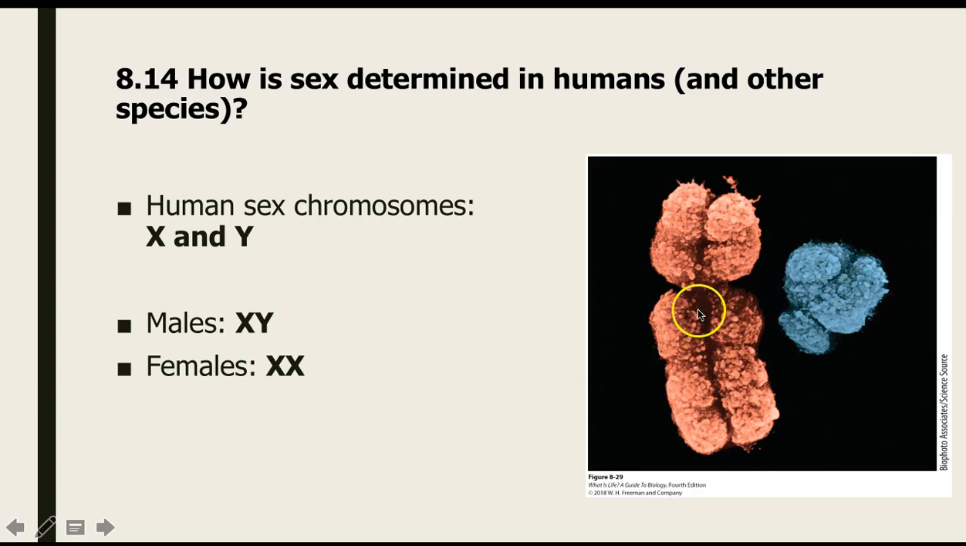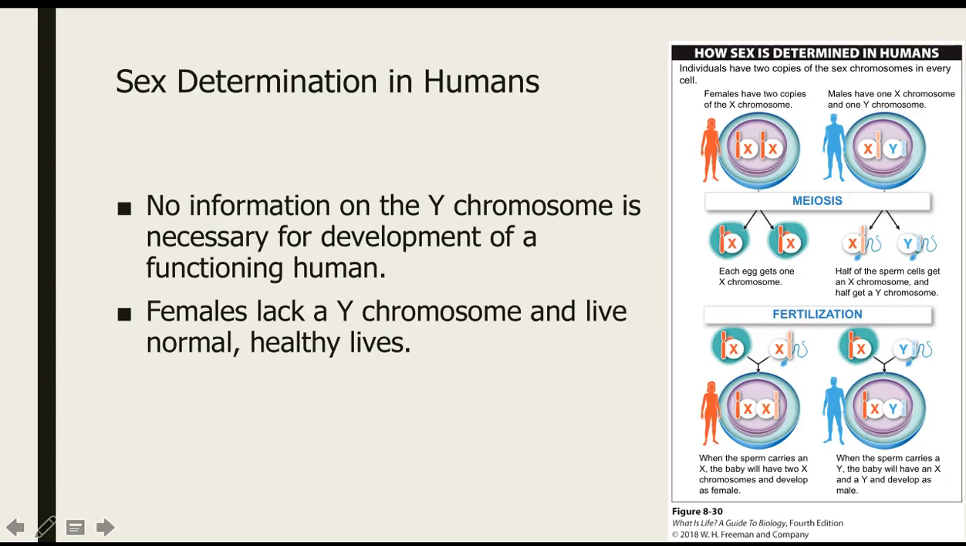This is a male here. Males have one X chromosome and one Y chromosome. Females would have two X chromosomes, one from mom and one from dad, right? So if dad's going to have a baby girl, he's going to give this one. If dad's going to have a baby boy, he's going to give this one. So that's how sex is determined in humans and most mammals and lots of different species. But that's not the only way, and we'll get some exceptions to that in a couple of slides.